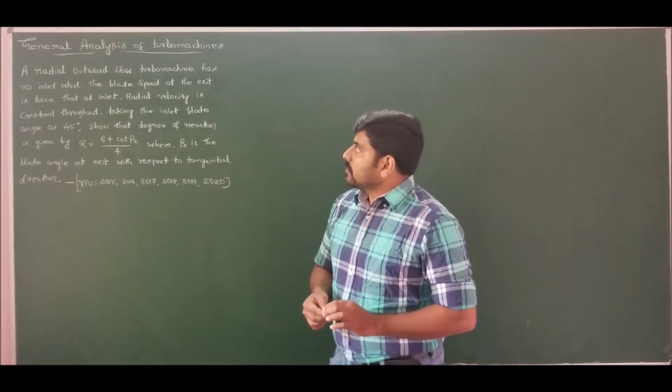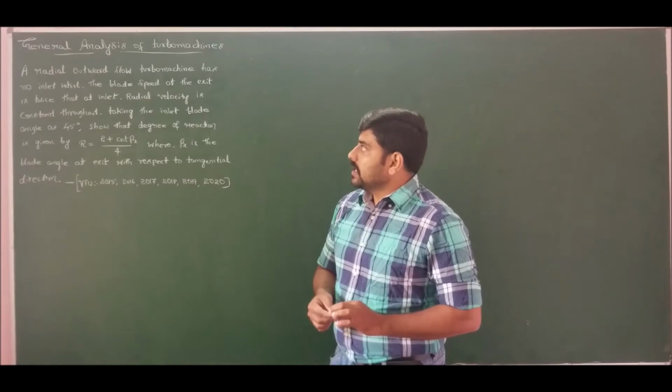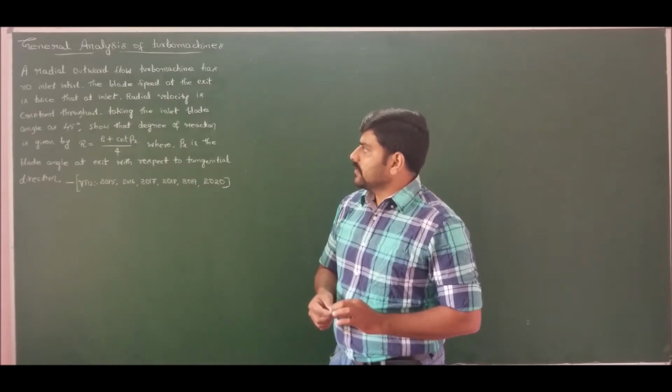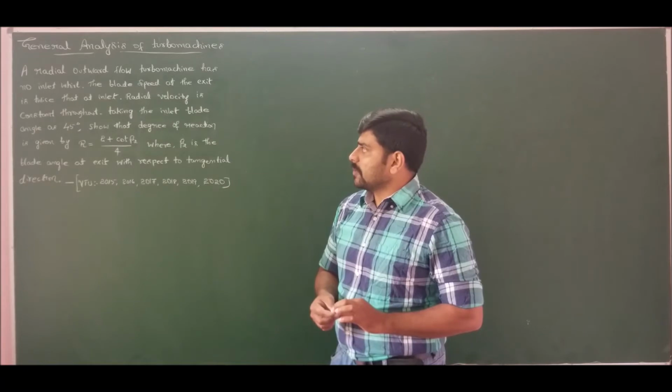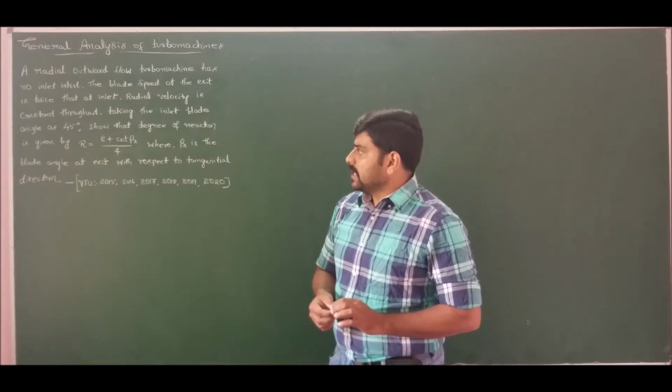A radial outward flow turbo machine has no inlet whirl. The blade speed at the exit is twice that at inlet. Radial velocity is constant throughout. Taking the inlet blade angle as 45 degrees, show the degree of reaction is given by R is equal to (2 plus cot beta 2) by 4, where beta 2 is the blade angle at exit with respect to tangential direction.